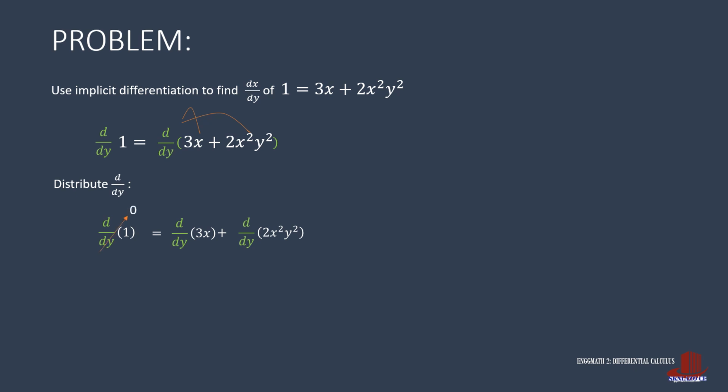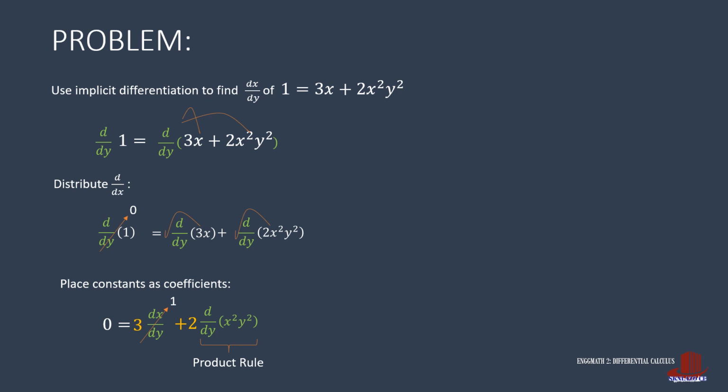The left side is still taken as 0 no matter which derivative is taken, as it is a constant. Then we place the constant before the derivative. The function then becomes 0 as 3 with dx over dy plus the constant 2 with d over dy of x squared y squared. The first d is reduced to 1, but the second term's derivative needs product rule.